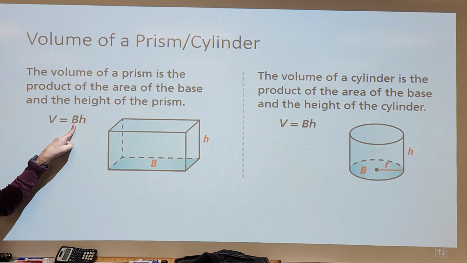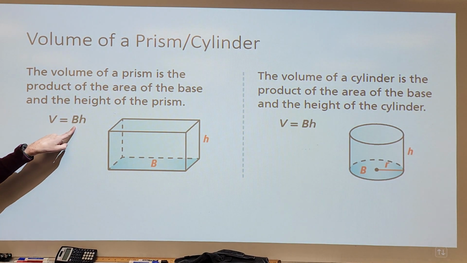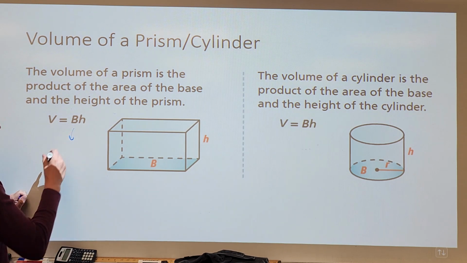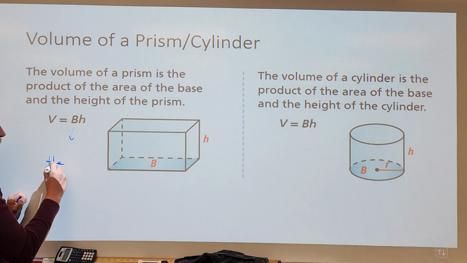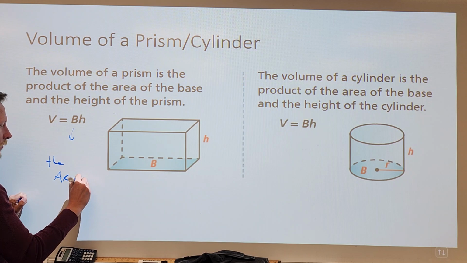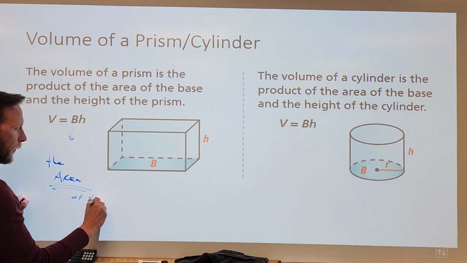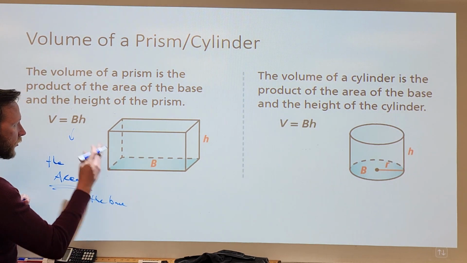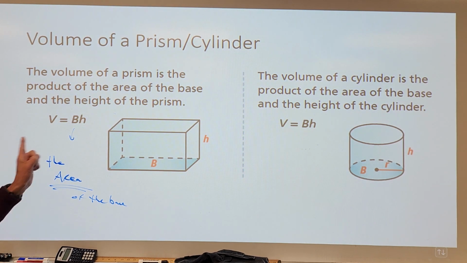Now this is a capital B, and this is a little h, and that means this capital B is referring to the area of the base. This doesn't say base times height. It says the area of the base times the height.